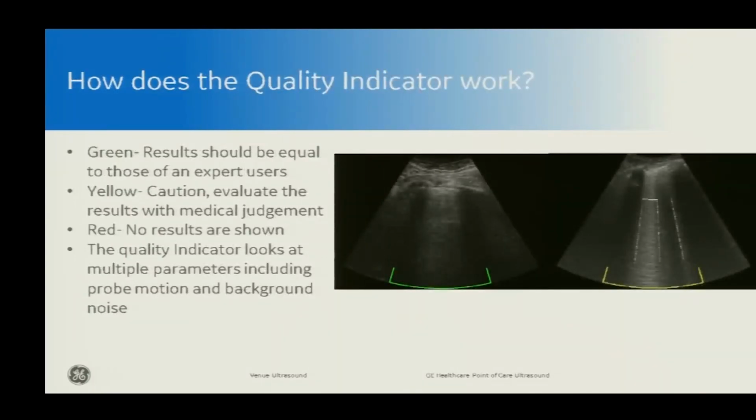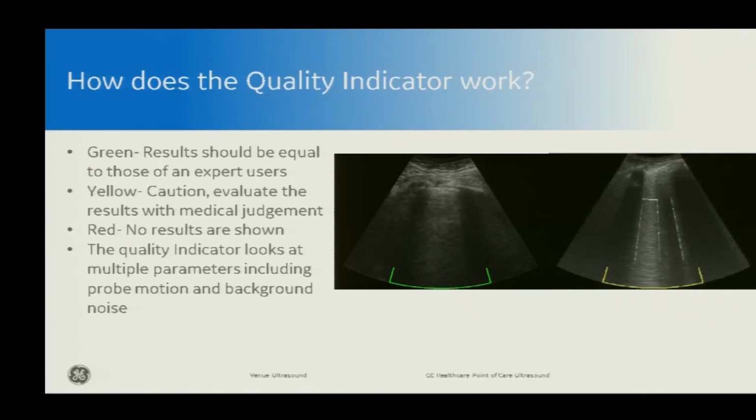Okay, let's talk about the quality indicator. You'll see in a few moments, I'm going to scan and you can see how the quality indicator works in real time. And I'll show it changing from green to yellow and to red and back and forth depending upon different things that I do to the image. But this quality indicator is a very powerful message to the physician who's doing the scanning about how much trust they should really put in the results.